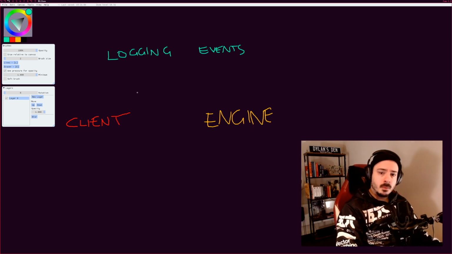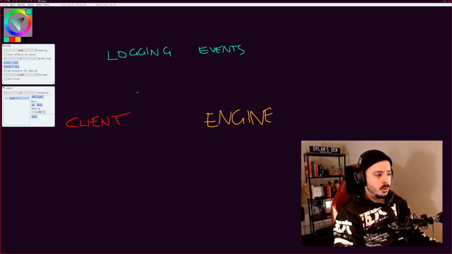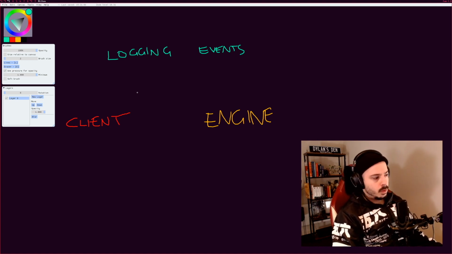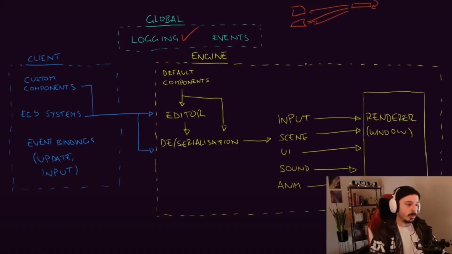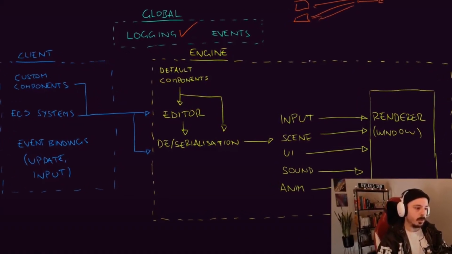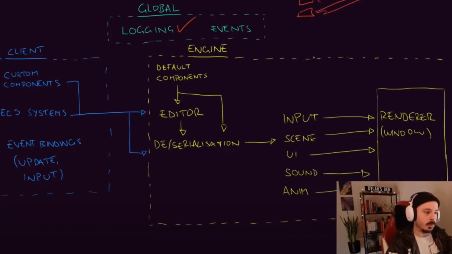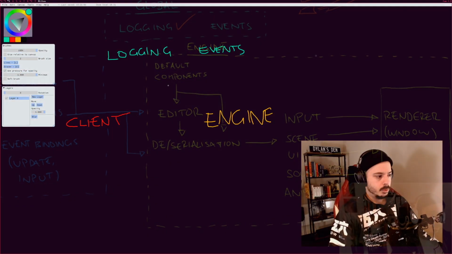Hello there. Today we are looking into the logging system for the game engine. So, if you remember in the last episode, we had this diagram kind of drawn up, which has mysteriously disappeared. So I just drew out a very simple example here.